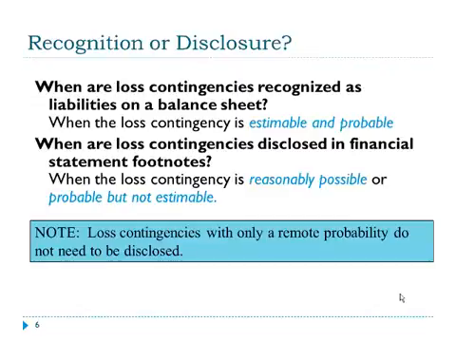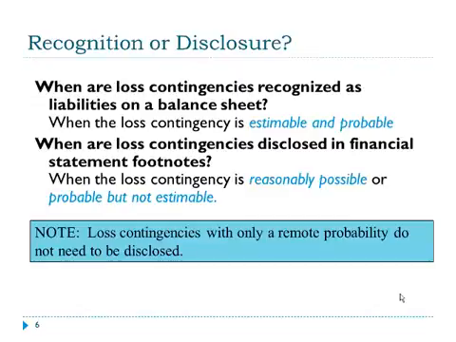When are loss contingencies recognized as liabilities on the balance sheet? Loss contingencies are recognized on the balance sheet when they meet two criteria. They must be probable, that highest level of probability defined previously, and estimable. That is, there needs to be a way to measure the amount of the loss contingency.